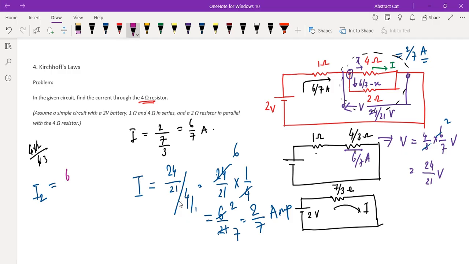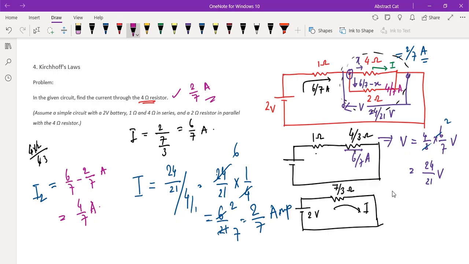We get 6/7 ampere minus 2/7 ampere. So 6 minus 2, that is 4/7 ampere. 4/7 ampere. And our final answer is 2/7. Actually, the final answer is 2/7. Apply Kirchhoff's law to find the current across these resistors also, these 2 ohm resistors. Okay.